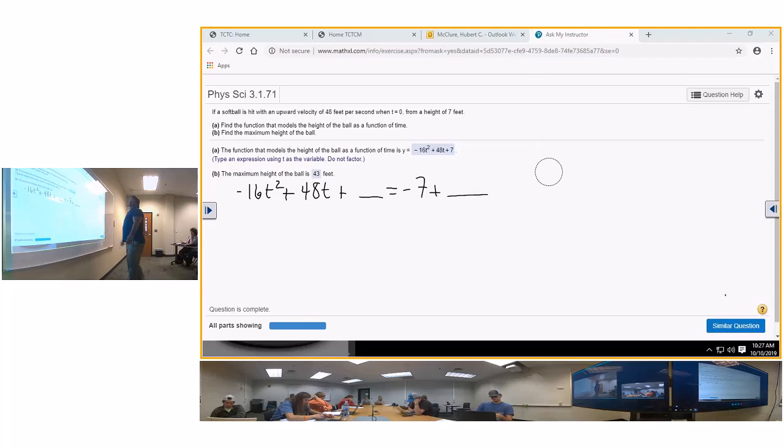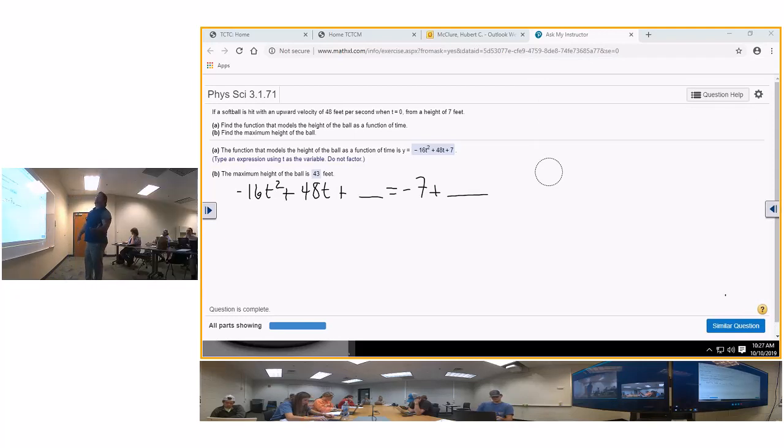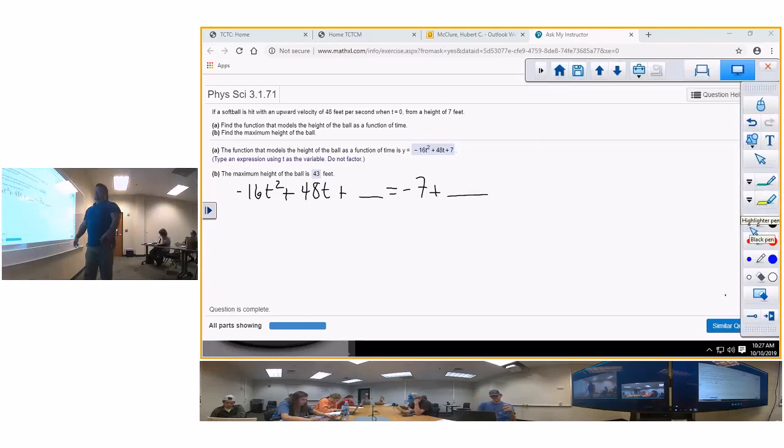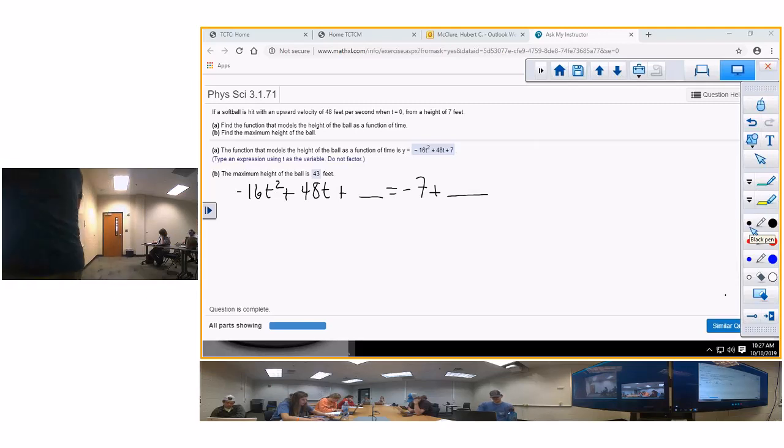Are they asking for the what? Find the function that models. Okay. Okay, they want the vertex. So this is not the final question, I thought. All right. In college algebra 1, you have to take the initial velocity, or you have to find the initial velocity. It's a basketball question. Have we done a basketball question in here? No. Okay, it must have been the college algebra.